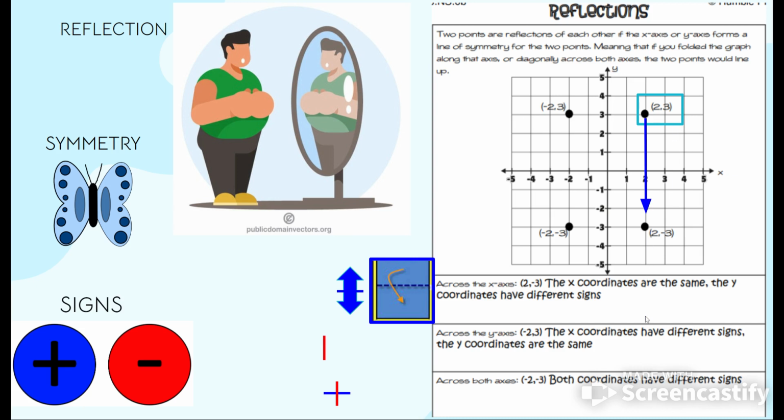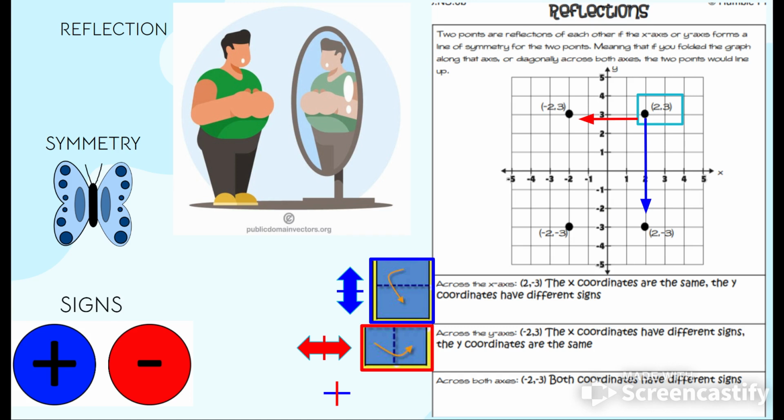Our next reflection that we're going to look at is across the y-axis. So now we're going to reflect this point across the y-axis, the vertical number line. Okay, so now we're going to fold this coordinate plane like a hot dog. And if we fold it like a hot dog and then poke a pencil through where the 2, 3 is now, it would go right through this reflected point as well in quadrant 2. So that's the reflection of this point across the y-axis.